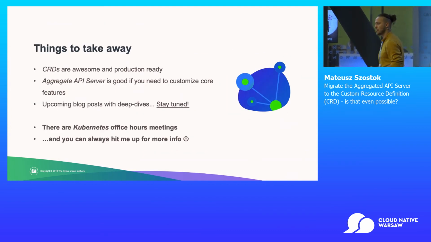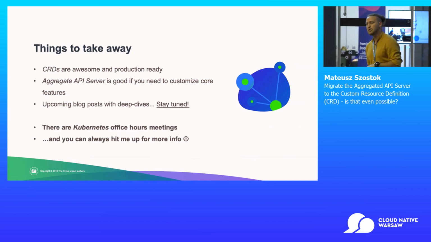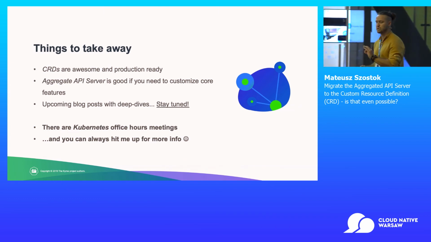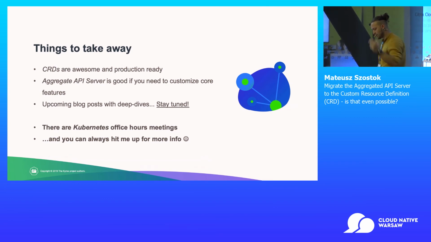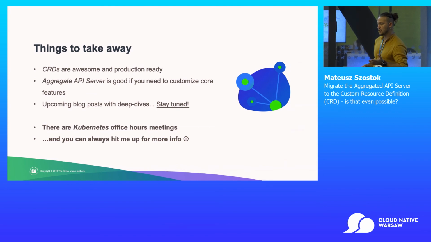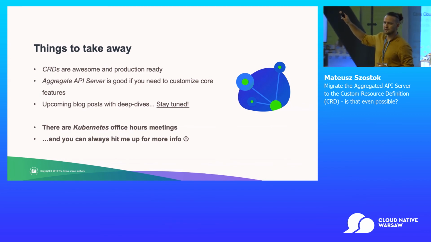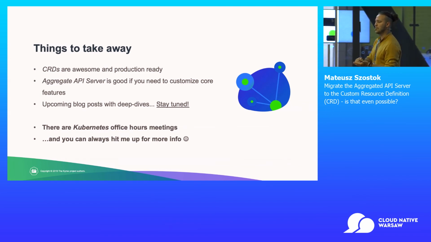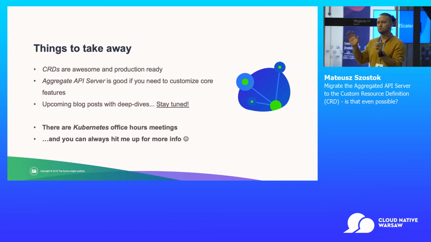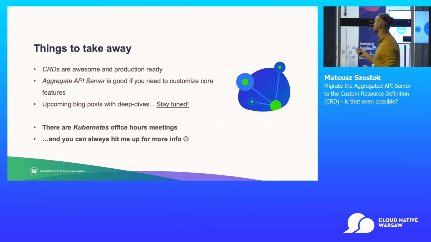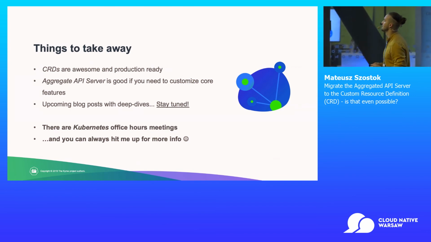So, things to take away. CRDs together with admission webhooks are production ready, and they simplify the process of extending Kubernetes. What's more, it allows you to benefit from implementation improvements of the general API machinery because you are using the main API server. It's super cool. The aggregated API server is still okay, but only for limited use cases. When you want to modify some core features or concepts, if you want to have generic sub-resources, or still support some field selector, then you still need to go with the API server.